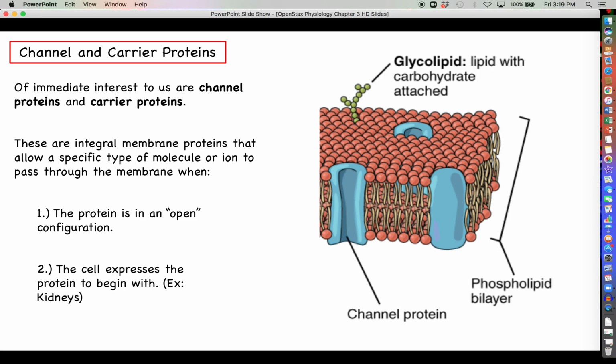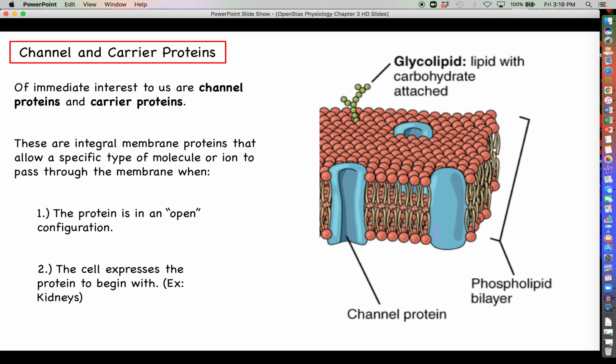And then number two, the cell has to express the protein to begin with. Express is just a fancy cell biology term that means the cell has to actually make that protein and stick it in the plasma membrane, and not every cell necessarily is going to do that.